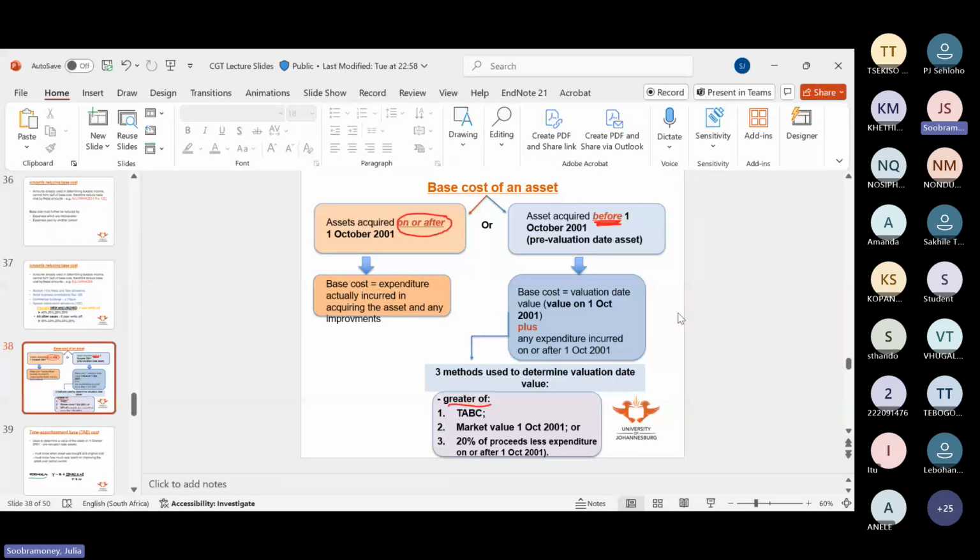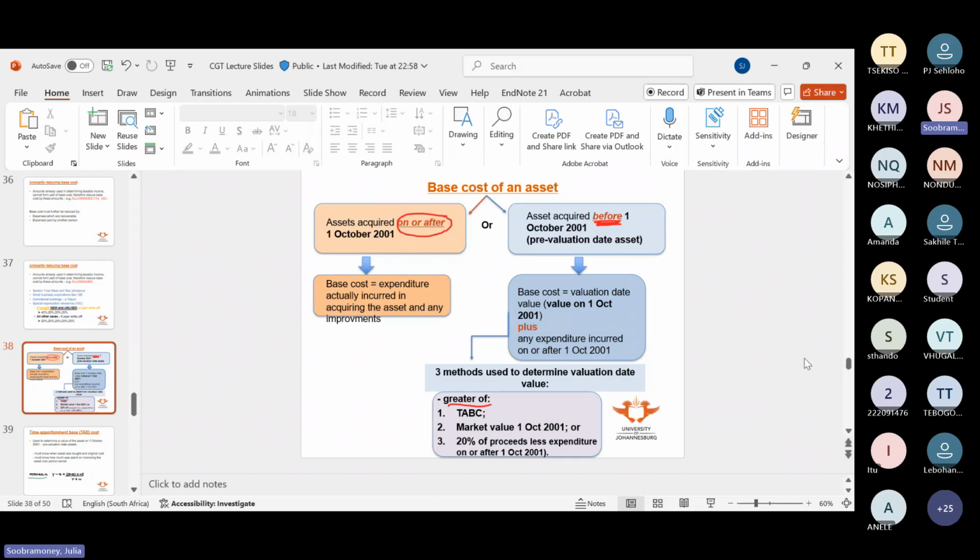Okay, so when we deal with base costs, it's simple. Students, what you need to ask yourself is, when did I purchase this asset? If you purchased the asset after 1 October 2001, then it's very simple. Your base cost is going to be simple. It's going to equal to cost price plus any improvements, less my allowances, less section 11O. Okay. If you purchased it before 1 October 2001, then there's a bit more calculation you need to do.